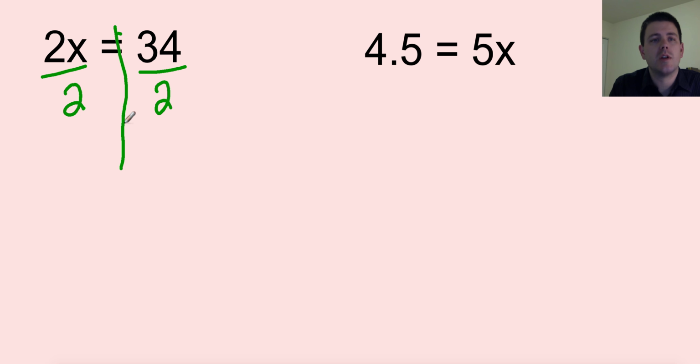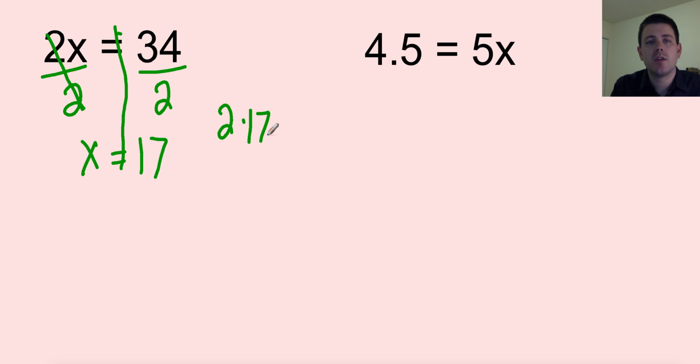Your fraction bar is another way of writing division. 2 divided by 2 turns to 1. So I'm just left with x. 34 divided by 2 gives me 17. So 2 groups of x is 34. So 1x is equal to 17. Let's check our solution. 2 times x, 2 times 17. Well, that's 34. That's what I wanted for my answer. So I know I did it correctly.